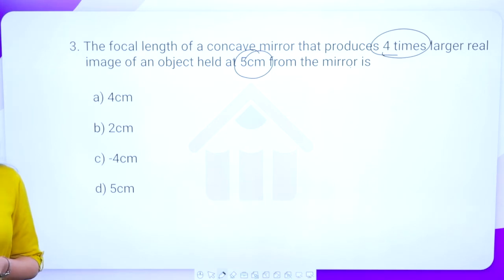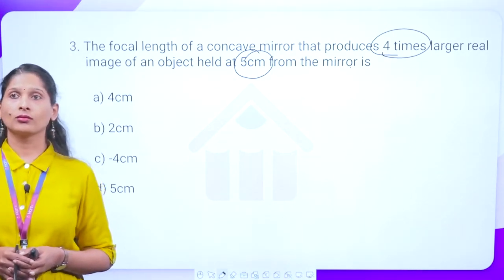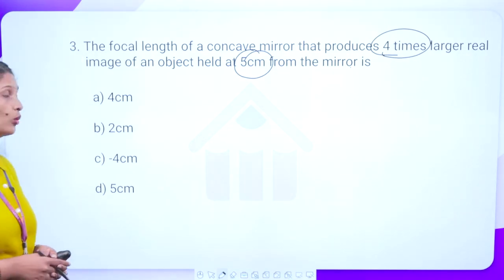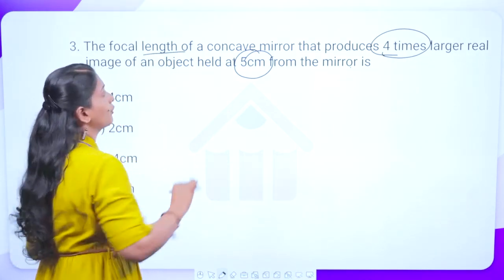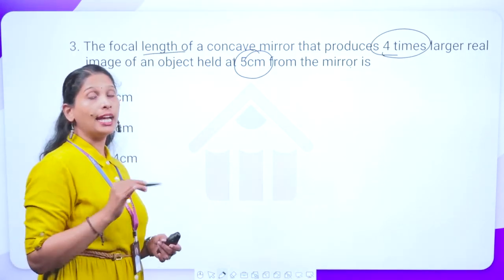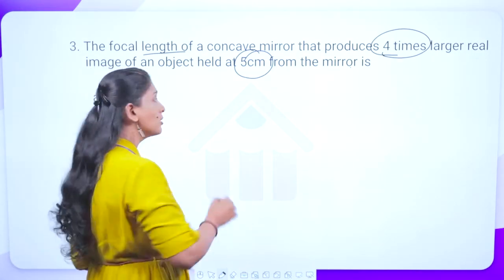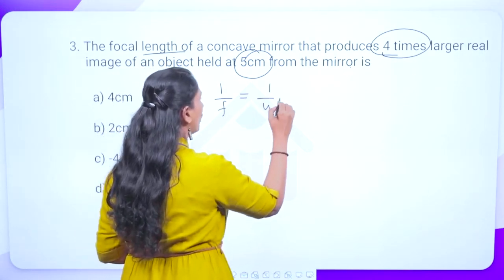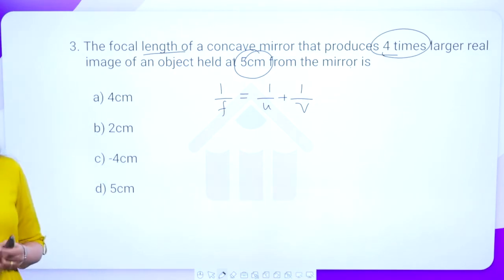You got the answer? Okay, so let me support. We want to find the focal length of the concave mirror, right? And if you want to find the focal length of a mirror, what is the equation to be used? It is the mirror formula: 1 by f is equal to 1 by u plus 1 by v, right? So, this is the standard equation that we know.